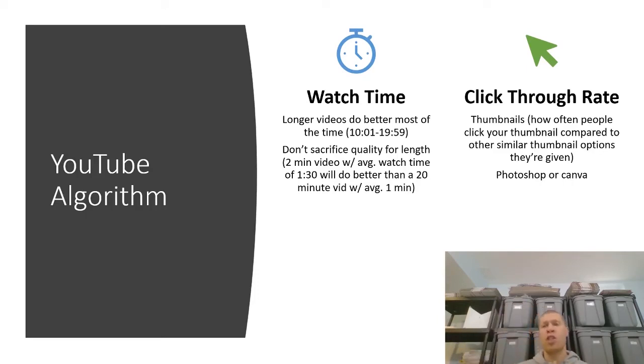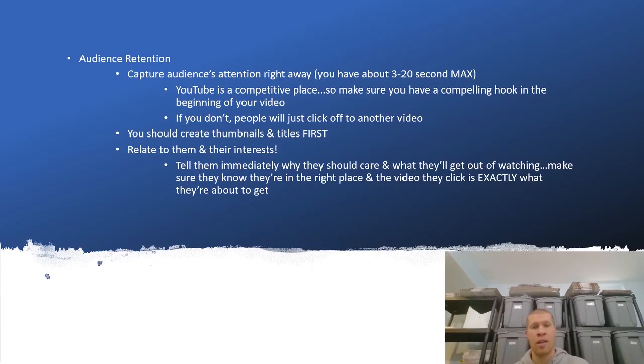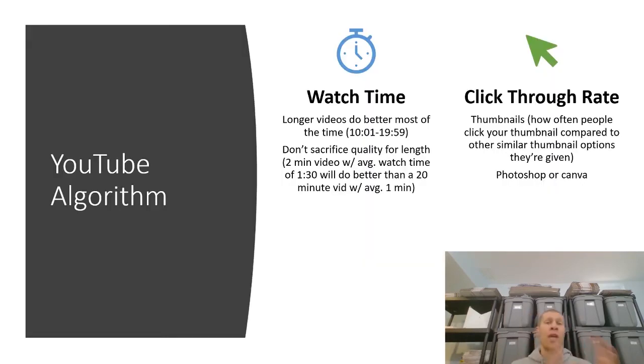So click-through rate is huge, and one of the best ways that you can improve your click-through rate is better thumbnails, right? Improve your thumbnails. It's one of the most overlooked things on all of YouTube. People spend, and I don't get it. I still make garbage thumbnails here and there because I rush them. But one of the things you can do is create your thumbnails and your titles first.